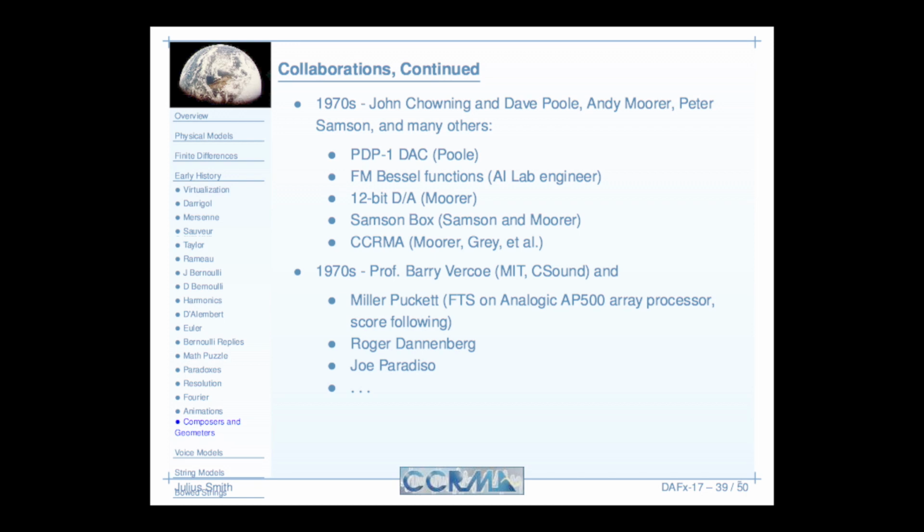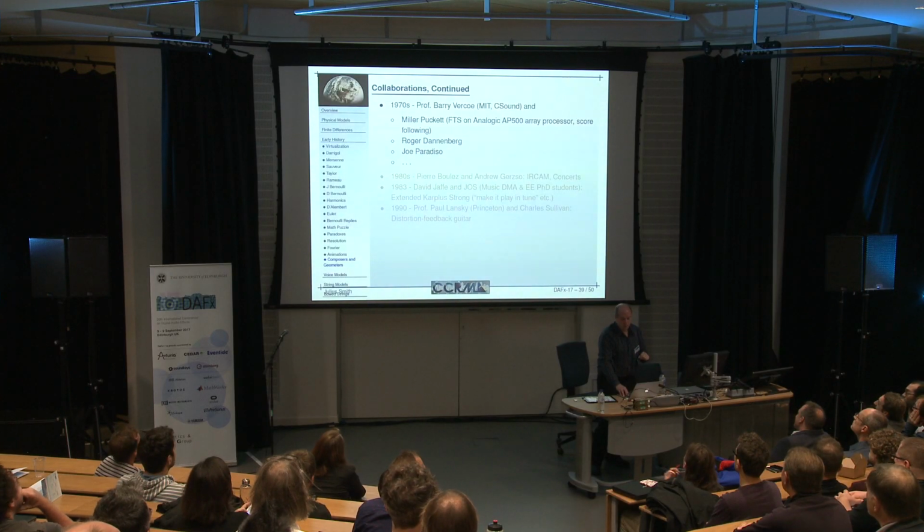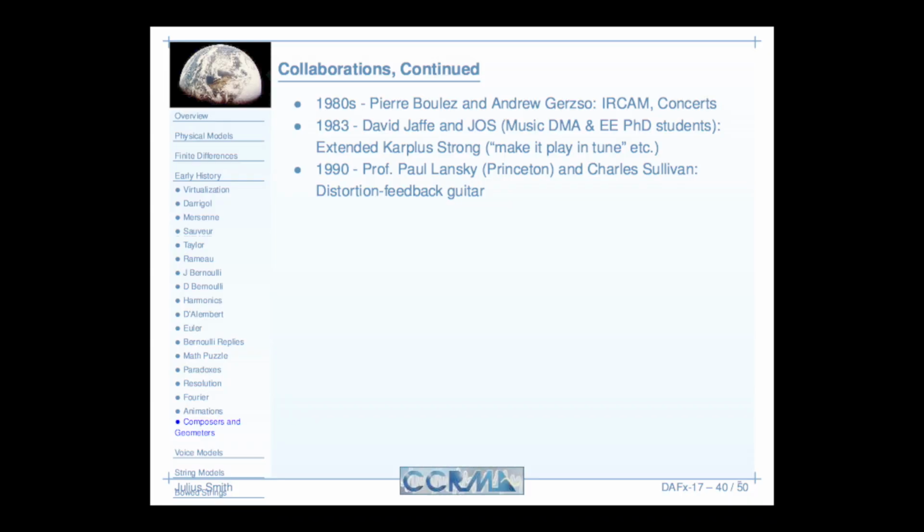So, then Professor Barry Vercoe at MIT worked with Miller Puckette, who's here, and they worked on score following together. He also collaborated with Roger Dannenberg and Joe Paradiso. So, composers and geometers. Of course, Barry Vercoe did his own thing, too. I mean, he wrote Csound, and he's been writing it all his career. So he's not just the composer working with the geometer, he's part composer, part geometer. I say if you can write Csound, you're part geometer. And so Pierre Boulez and Andrew Gerzso, I watched them work extensively together, getting Répons together at IRCAM.